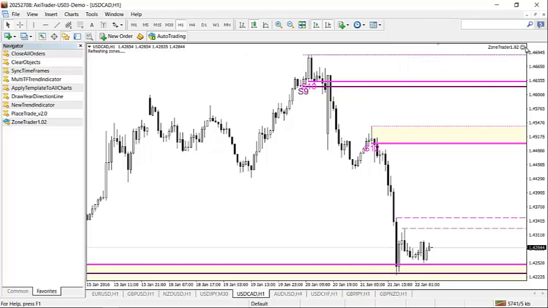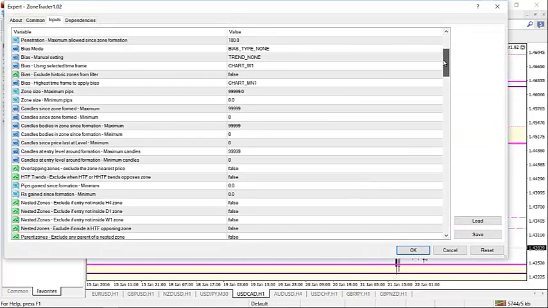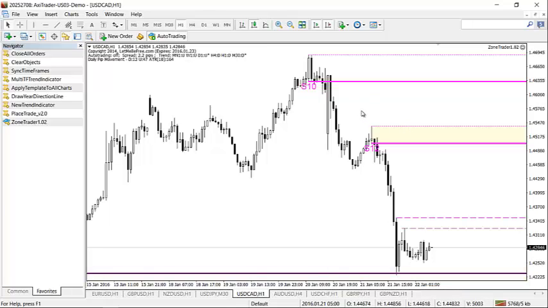So let's say the maximum zone size is going to be 60 pips, and hopefully the 4 hour, if I've measured it accurately, should disappear. So maximum zone size 60 pips. Give it a second to recalculate. And there you go. The 4 hour one disappears, leaving the slightly smaller H1 there.